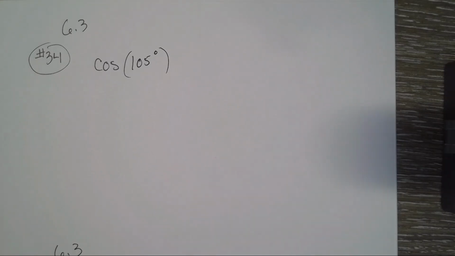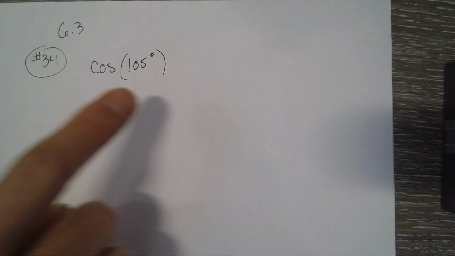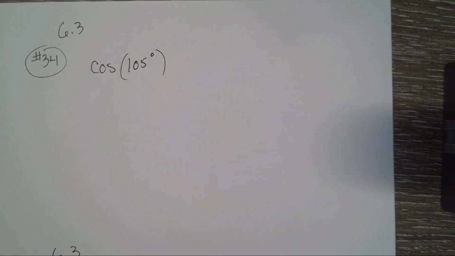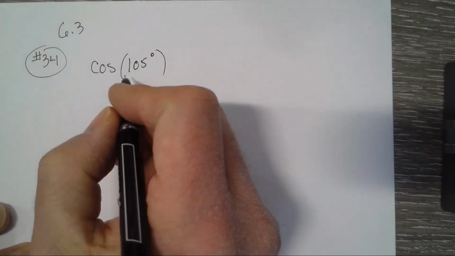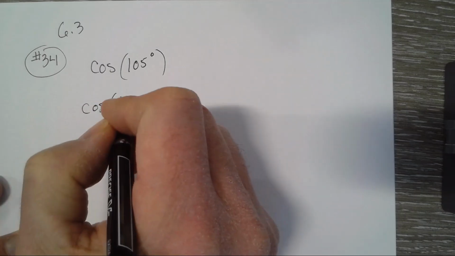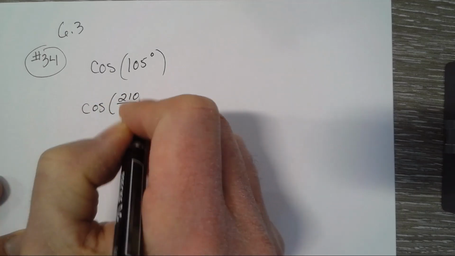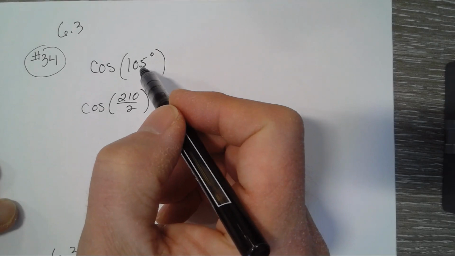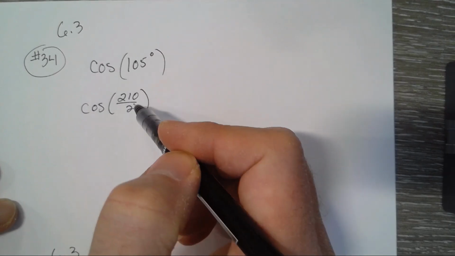6.3, number 34, we're trying to evaluate the cosine of 105 degrees. It says use the half angle identities to find the exact value. Alright, so cosine, it says half angle, so we need to double this and divide by 2. So we're going to rewrite the cosine of 105 as cosine of 210 degrees over 2.